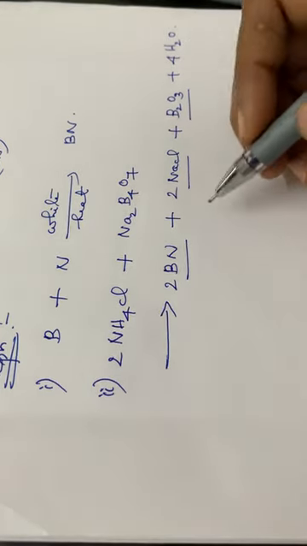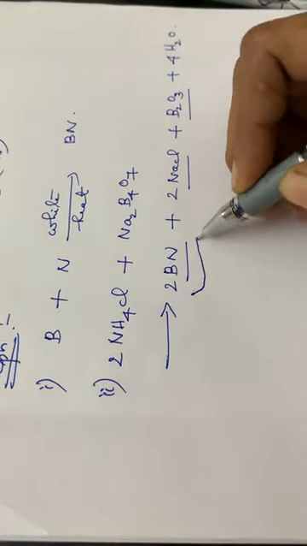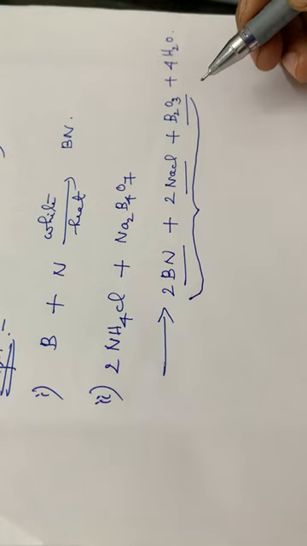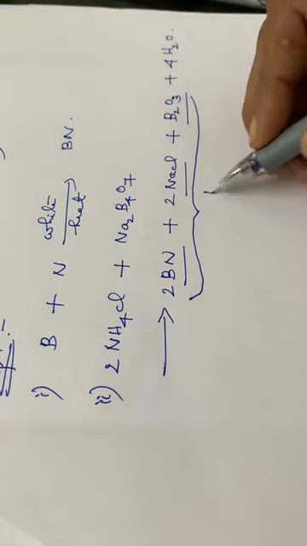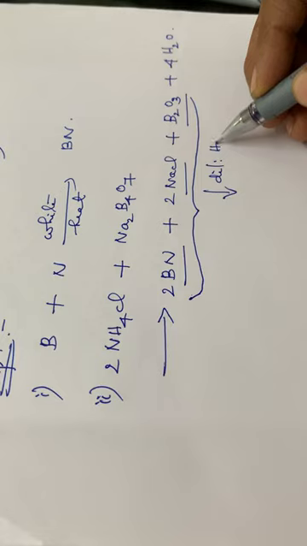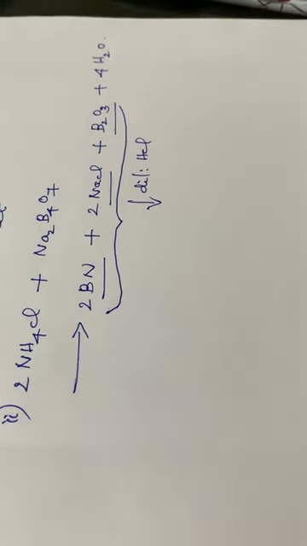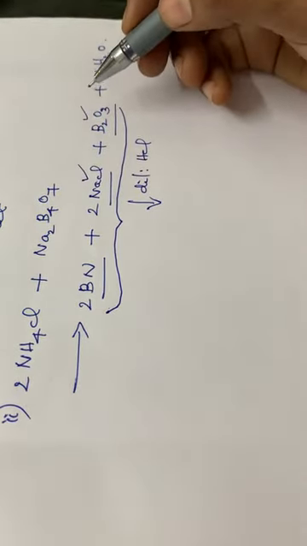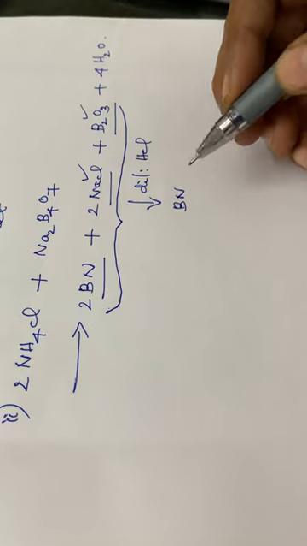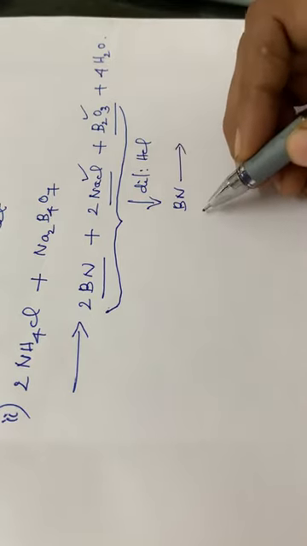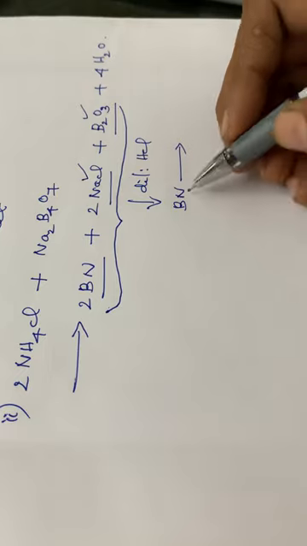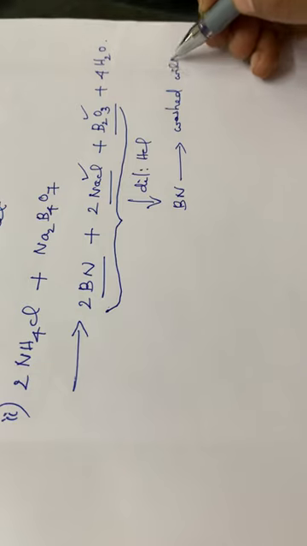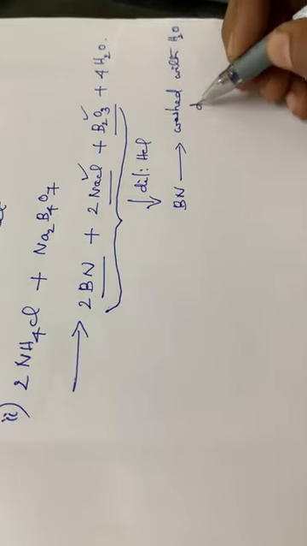See here, these are all solids. Boron nitride is a solid, sodium chloride is a solid, and boron trioxide is also a solid. So when these products are heated with dilute HCl, the others will be dissolving. Sodium chloride will be dissolving and B2O3 will be dissolving, and the remaining will be boron nitride. This residue, boron nitride, is washed with water and dried, so that we will be having pure crystals of boron nitride.